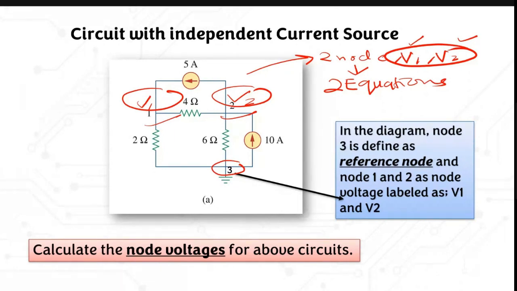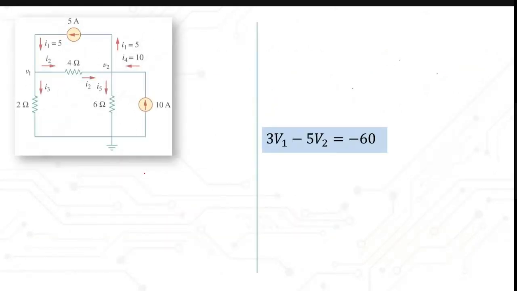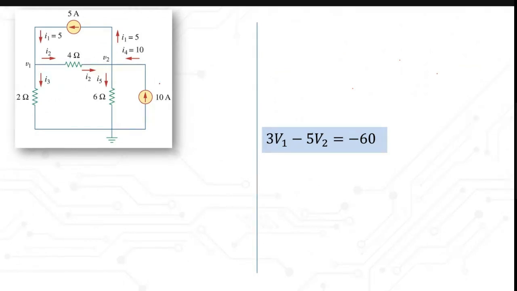and V2, okay? Because the question asks you to calculate the node voltage, where the node voltage here is obviously V1 and V2. So you need to find the value for these two voltages, where you need to have two equations. You need to come up with the two equations based on node 1 and node 2 here.